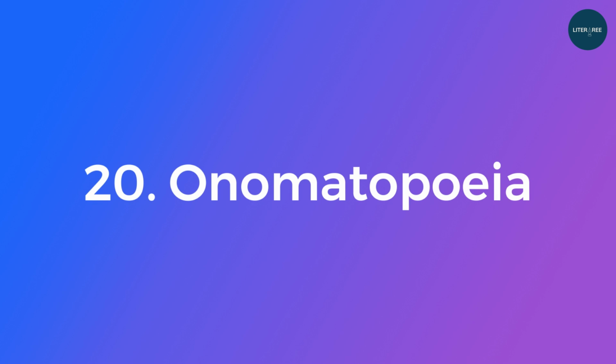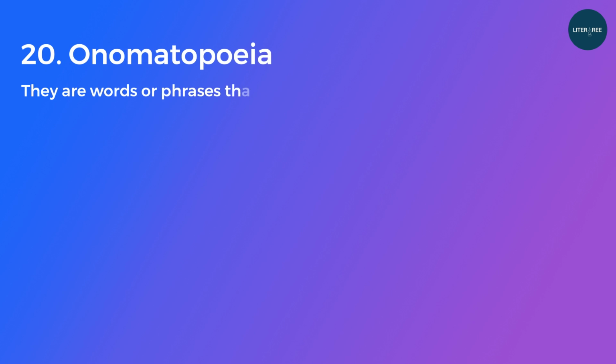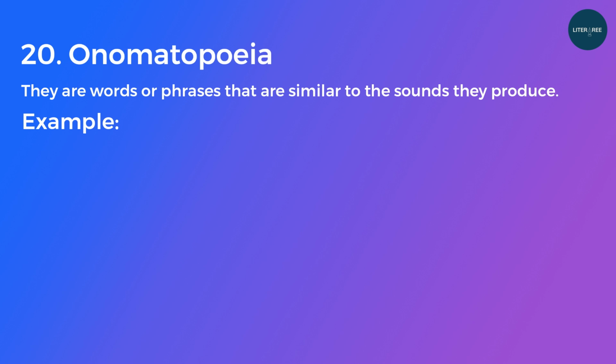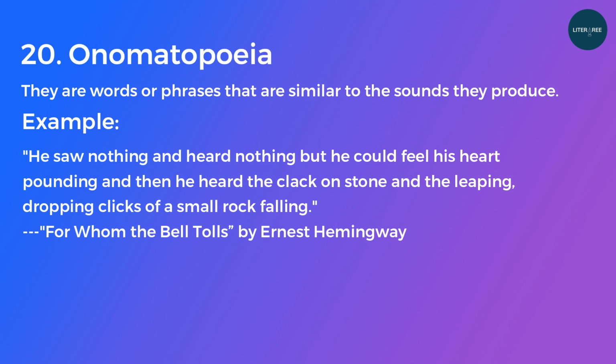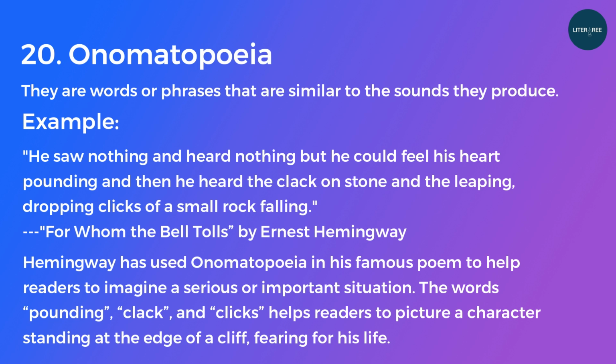Next one is onomatopoeia. Onomatopoeia is a group of words or phrases that are similar to the sounds they produce. Look at the famous example from the novel For Whom the Bell Tolls by Ernest Hemingway. He saw nothing and heard nothing, but he could feel his heart pounding, and then he heard the clack on stones and the leaping, dropping clicks of small rock falling. Here Hemingway has used onomatopoeia to help readers to imagine a serious or important situation. The words pounding, clack, and clicks help readers to picture a person standing at the edge of a cliff, fearing for his life.